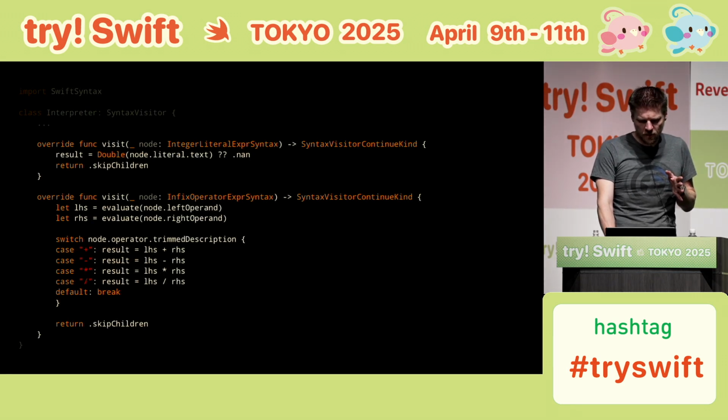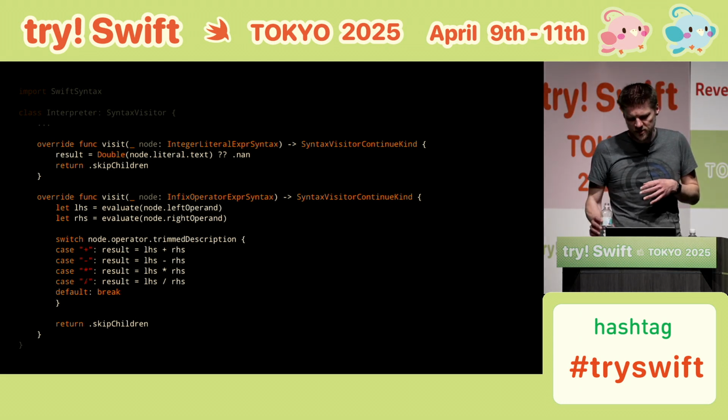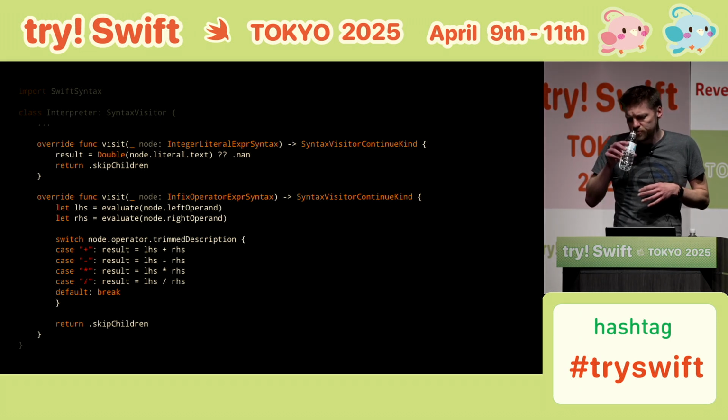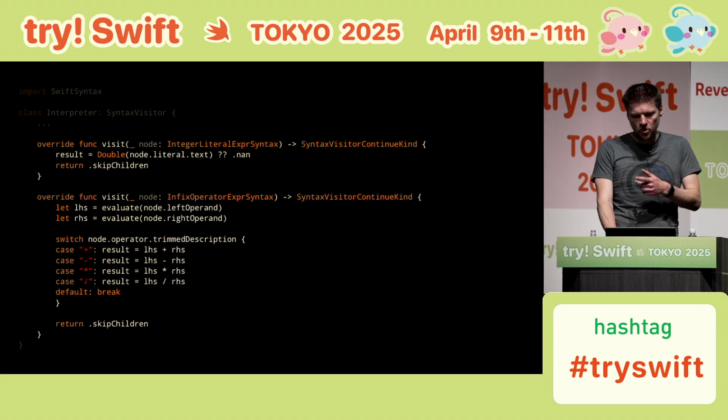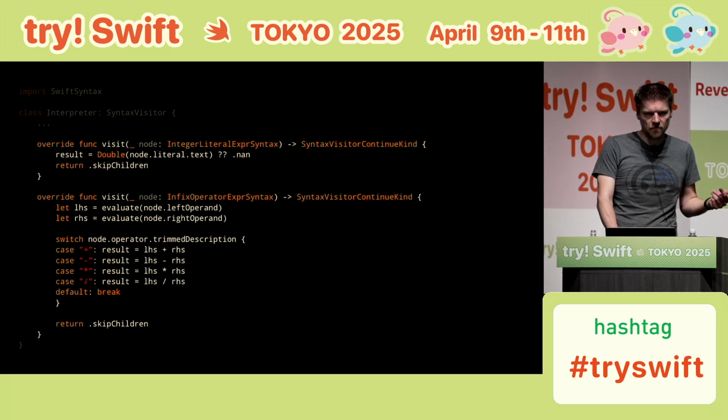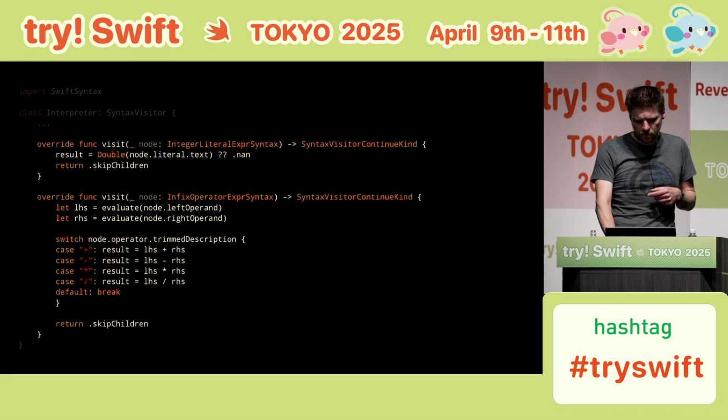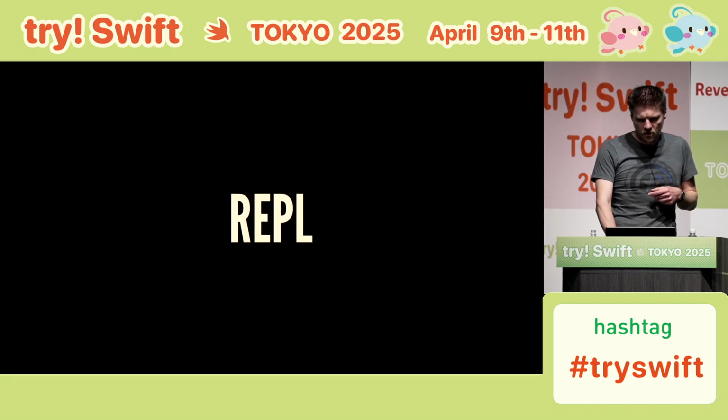And then slightly more complex, we need to add a visit function for InfixOperatorExprSyntax. And what this will do is it will recursively call our evaluate function for the left and the right operands, and then store those results in local variables. And then we'll switch on the operator token and apply appropriate logic. Okay, so that's the basic implementation for the interpreter done.